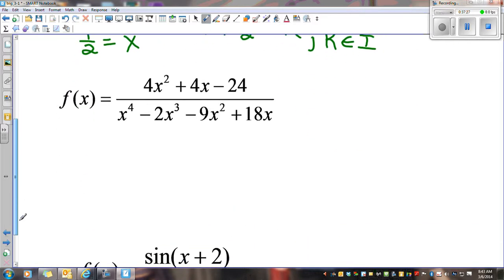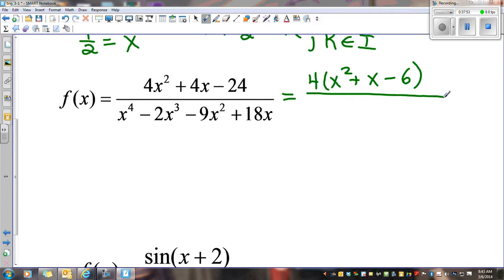Alright, now, how about this x? You take a 4 up top. Can we factor that? You can take a 4 out the top and the x out the bottom. On the top, I'm gonna take a 4 out, and what am I gonna get? x squared plus x minus 6, and that goes to x minus 2, 6. Okay, hold on a second. Take an x out of the bottom. How about this? x cubed times x minus 2.